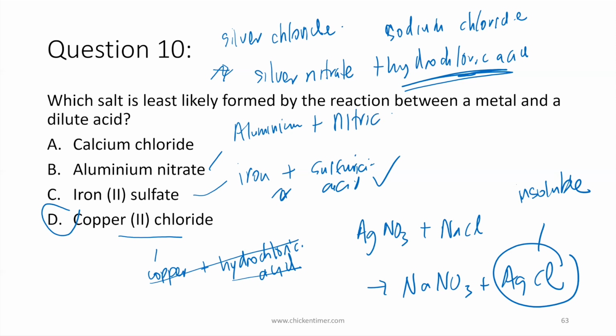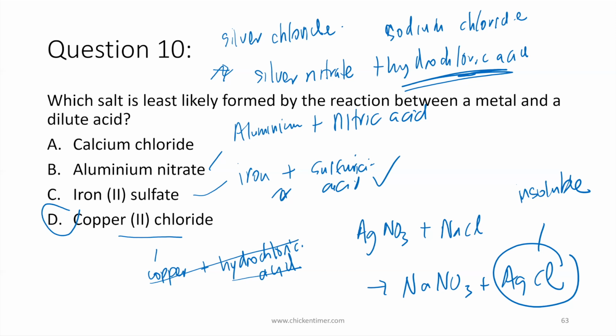Okay? Silver chloride is not made using metal plus acid. Unreactive metal still can react, but it's not by metal and acid. It will be some other thing. Maybe you can use the metal hydroxide with the acid. You can use a metal carbonate with the acid. That is also possible.